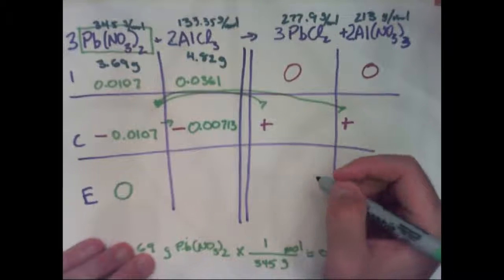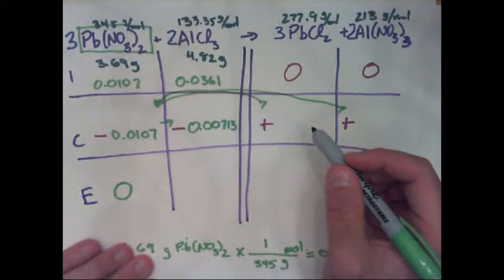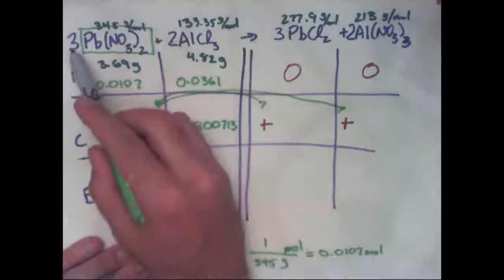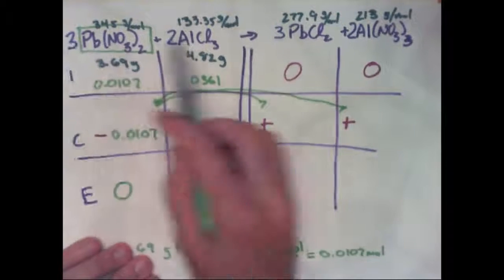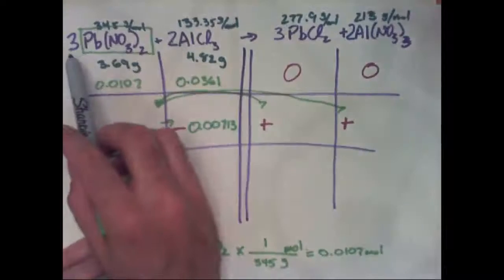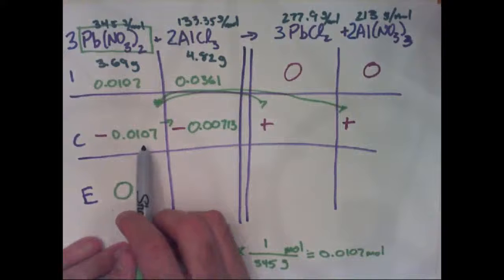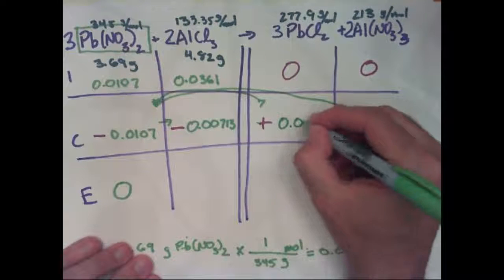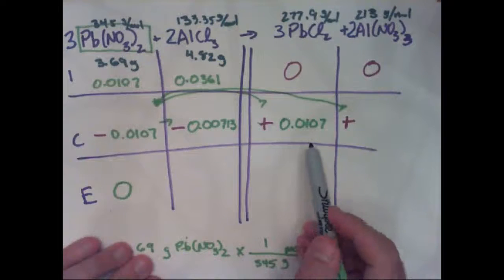And so that value can go right here, 0.00713. Now, I also chose this because it shows you some other chemical shortcuts that you can take. Look, the stoichiometric ratio of this to this is 3 to 3, or 1 to 1. For every one of these that you use, you make one of these. It's a 1 to 1 ratio. So if we're going to use up 0.0107 moles of this, we can make 0.0107 moles of that. It's a very strict, very simple shortcut that we can take.